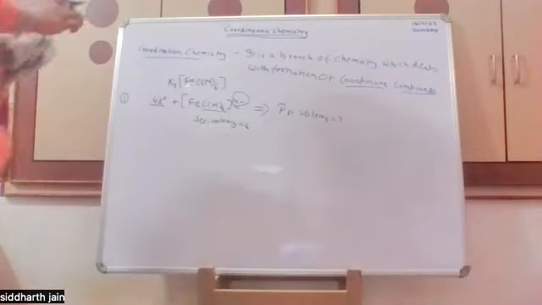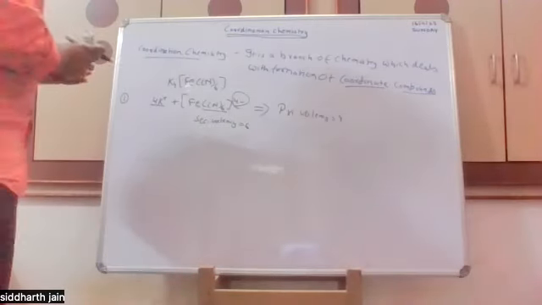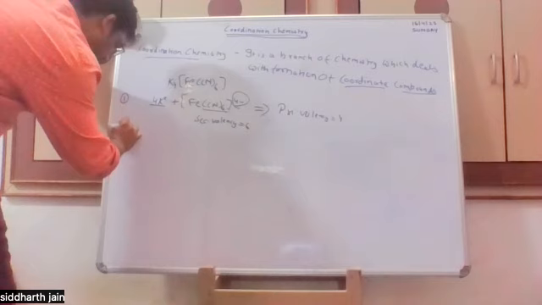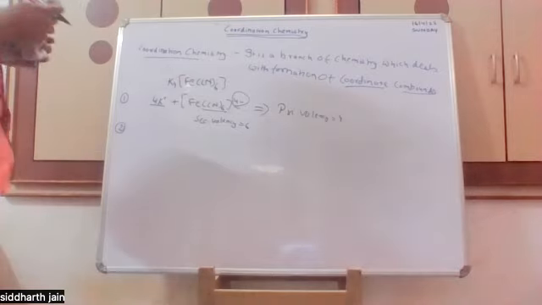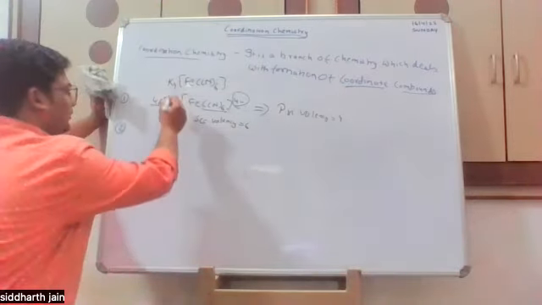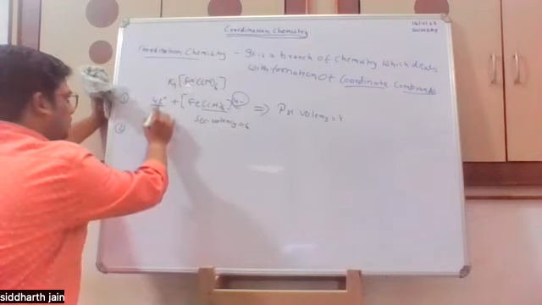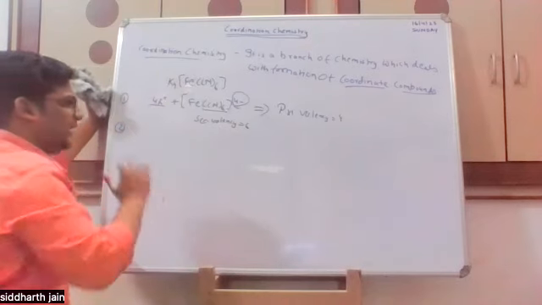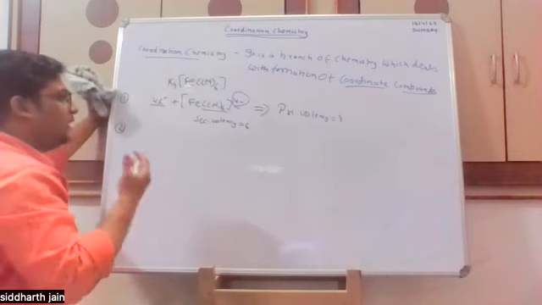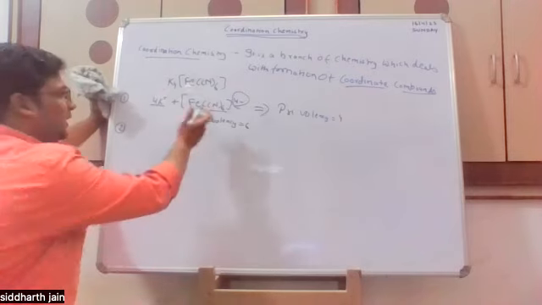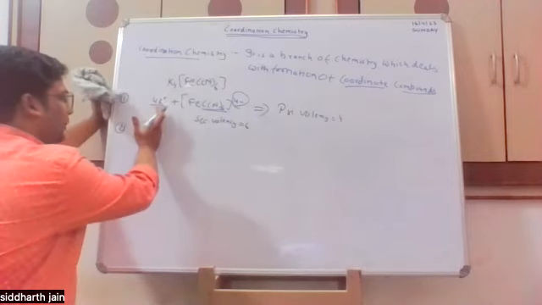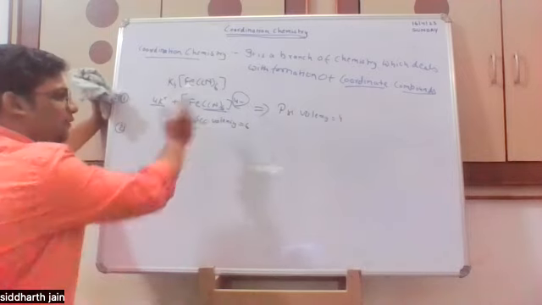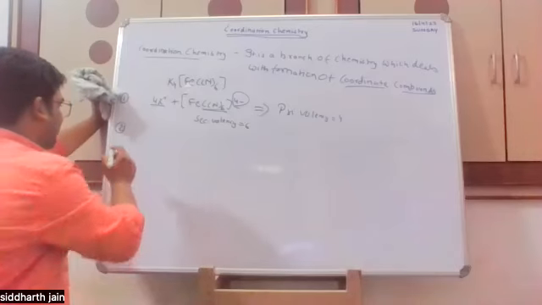Now, the second postulate was that the primary valencies are ionizable in nature, while secondary valencies are non-ionizable. So this means that the primary valency gets dissociated into ions when we are hydrolyzing it, but the secondary valency does not get dissociated. So this is meant by ionization. The primary valency is ionizable, while the secondary valency is non-ionizable.